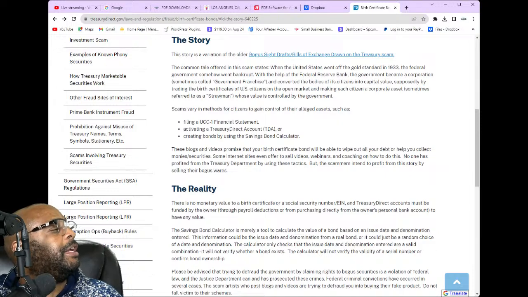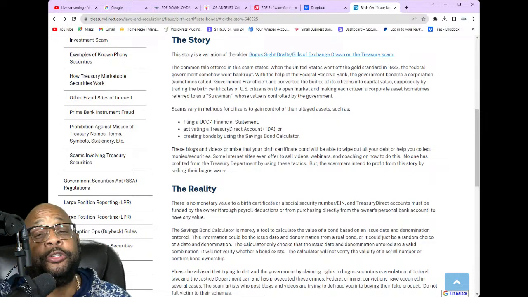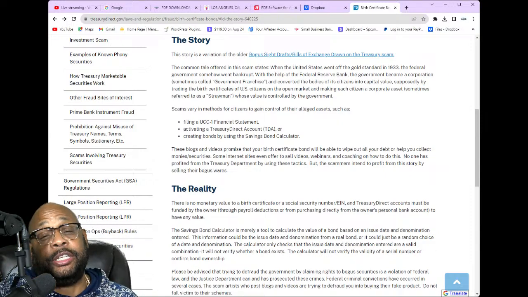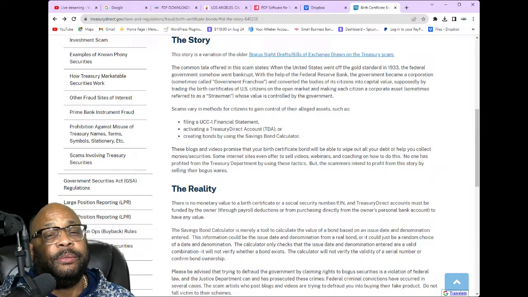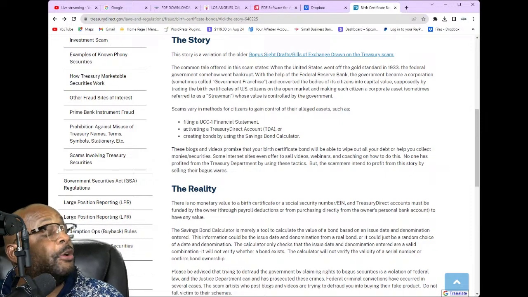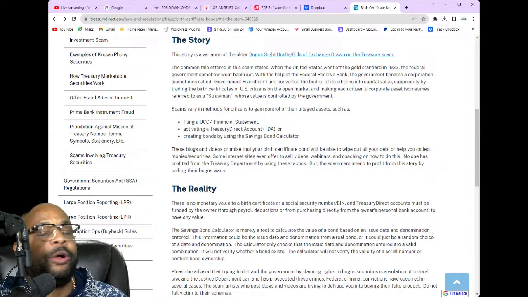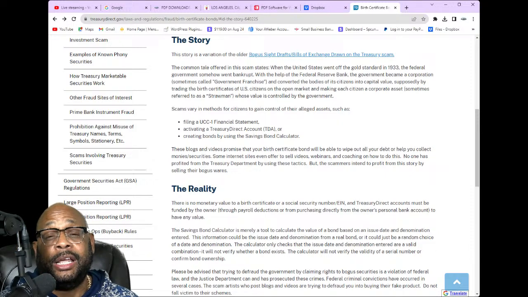All right, so the common tale offered is this scam states when the United States went off the gold standard. Now, I want you to pay attention to this, and I'm glad he brought this up. They're not going to denounce any of this. How they write is they always say what you believe. Pay attention to how they wrote it. So it's a common tale that the scam states that when the United States went off the gold standard in 1933, the federal government somehow went bankrupt. You somehow went bankrupt? You're $31 trillion in debt, okay?